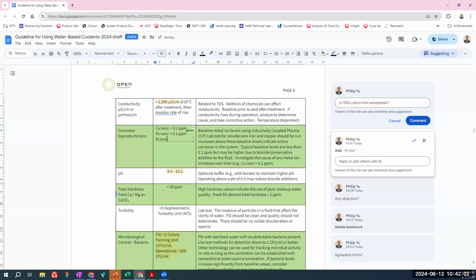Okay. If you have aluminum, usually you want to control copper to be minimum. Any copper ion precipitating on the aluminum surface will cause galvanic corrosion. Most people do not like to have aluminum because once you have copper and aluminum, they interact so fast. So I can put a limit, maybe less than 0.1 ppm.